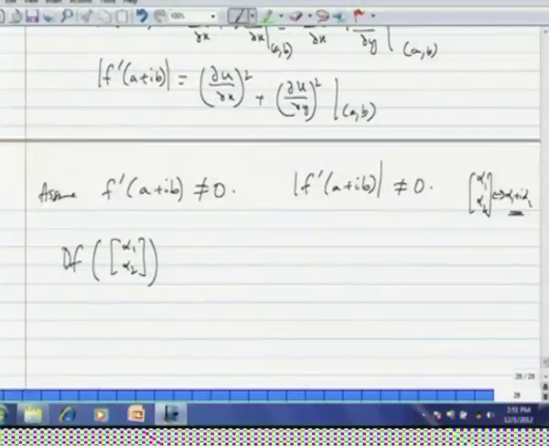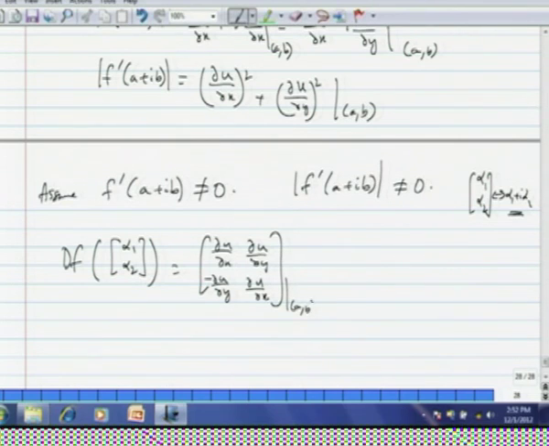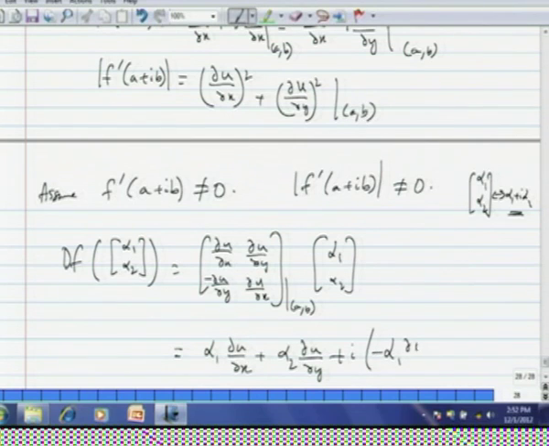Now we will consider the transformation of alpha 1 plus i alpha 2, namely the corresponding vector alpha 1, alpha 2 under df. So df of alpha 1, alpha 2 is the matrix dou u by dou x, dou u by dou y, minus dou u by dou y, dou u by dou x, all at the point A, B, times alpha 1, alpha 2, which gives me alpha 1 dou u by dou x plus alpha 2 dou u by dou y, plus i times minus alpha 1 dou u by dou y plus alpha 2 dou u by dou x.